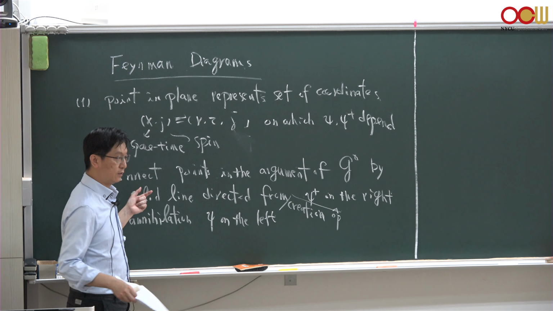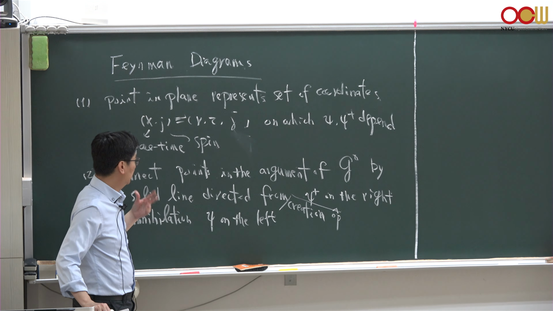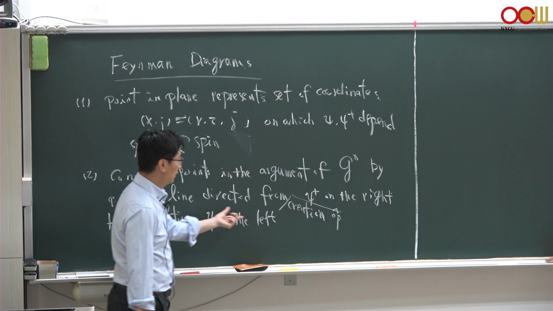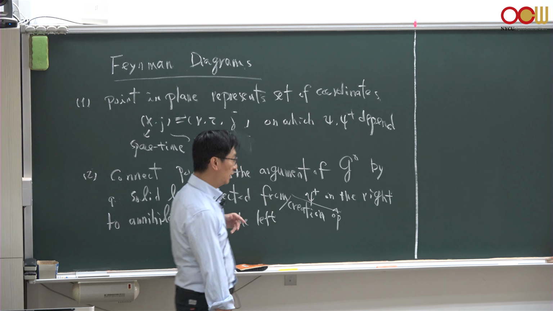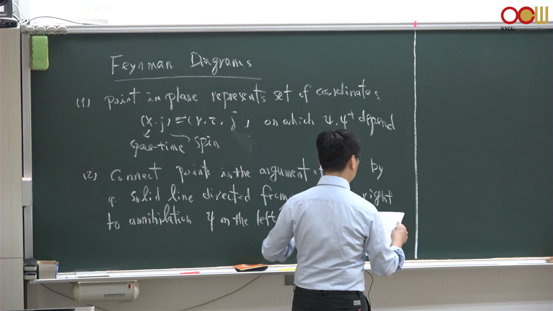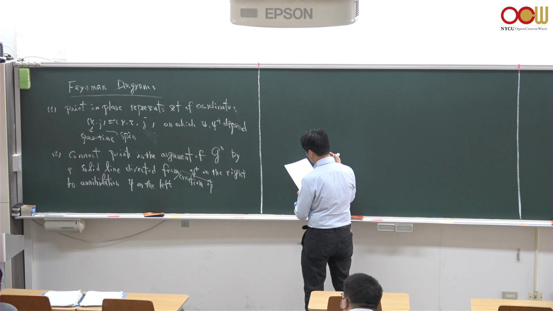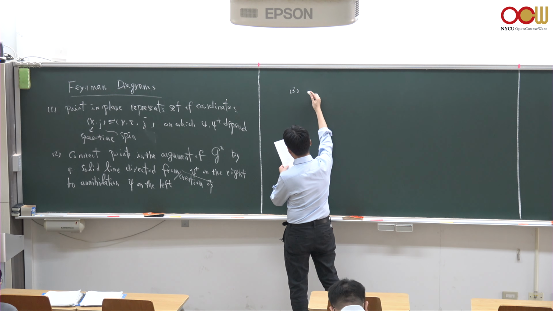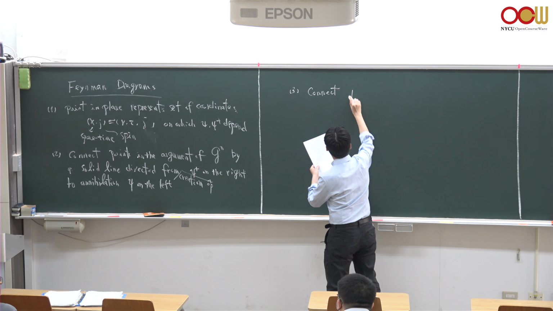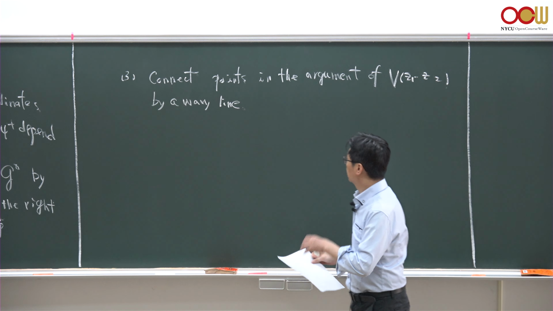Okay, so now we connect all these points representing this particle being created or destroyed, in space and time coordinates, by a solid line which is directed from the creation operator on the right to the destruction operator psi on the left. We already showed you some examples last time, so we will repeat that example today. And now we connect the arguments of this potential term, the points in the argument, by wavy lines. So this wavy line represents the interaction.